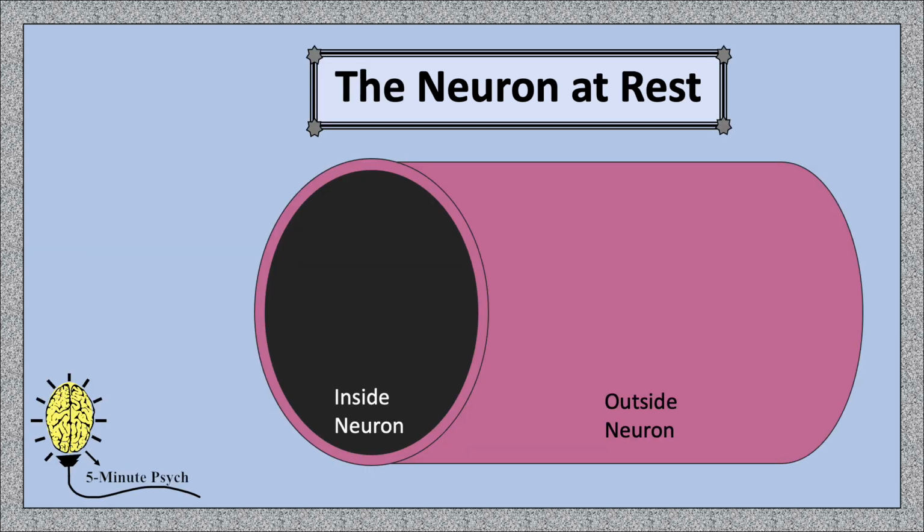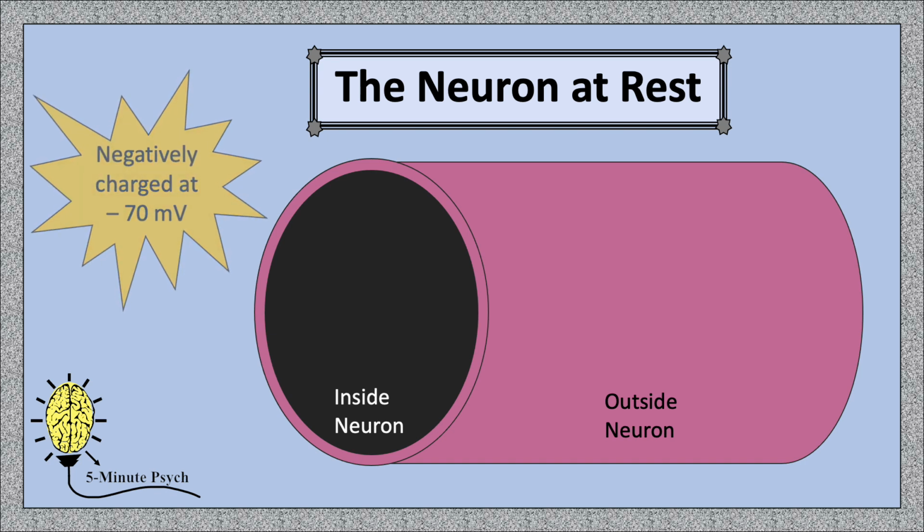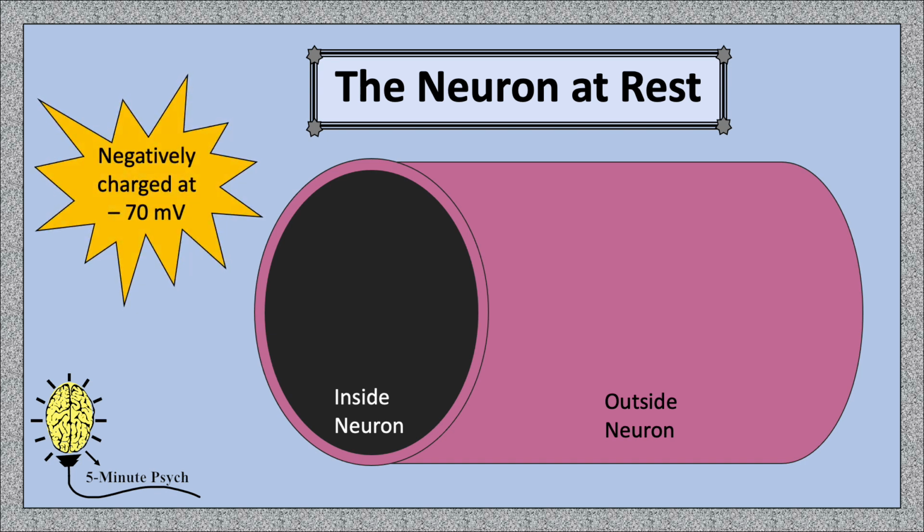When a neuron is in its resting, balanced state, it's negatively charged at minus 70 millivolts. Think of a neuron as being covered by a skin called a membrane, and inside and outside of the neuron is fluid that is filled with electrically charged molecules.